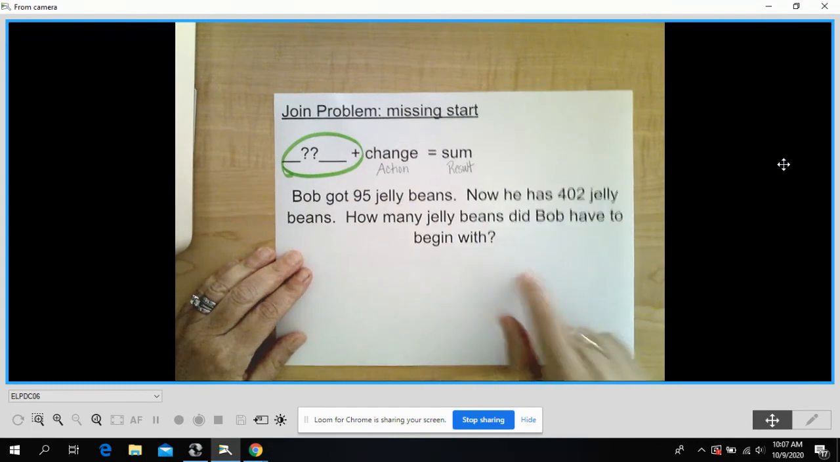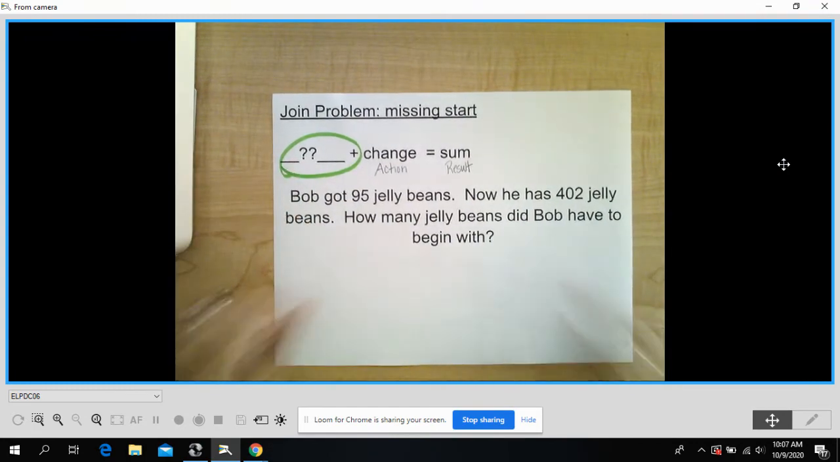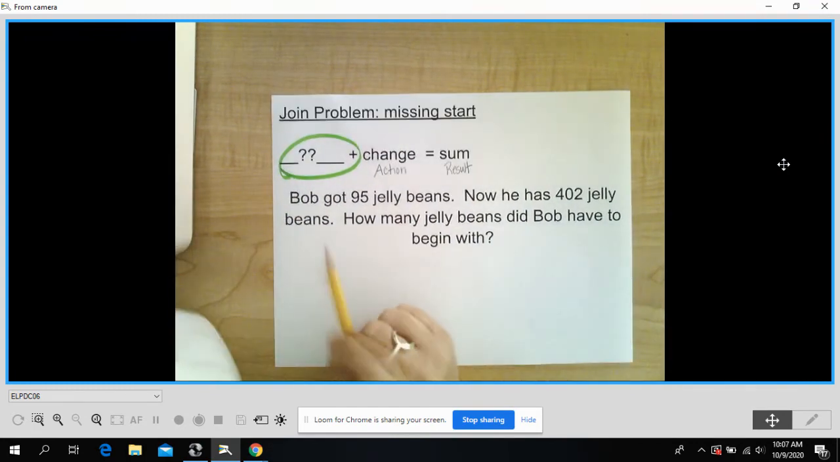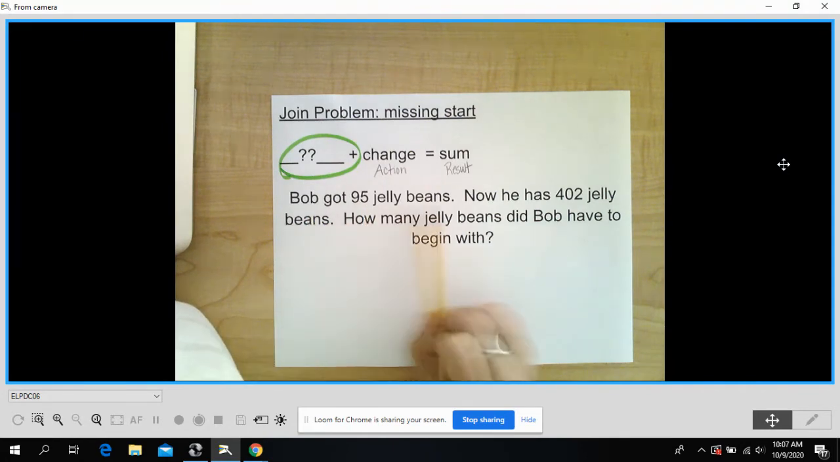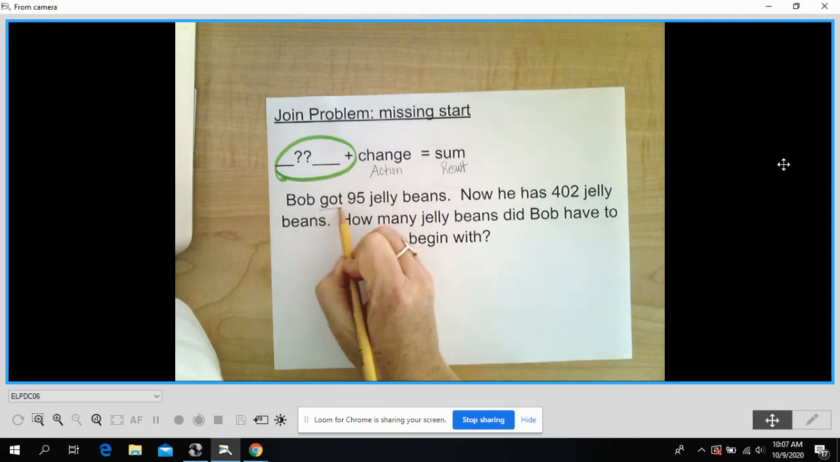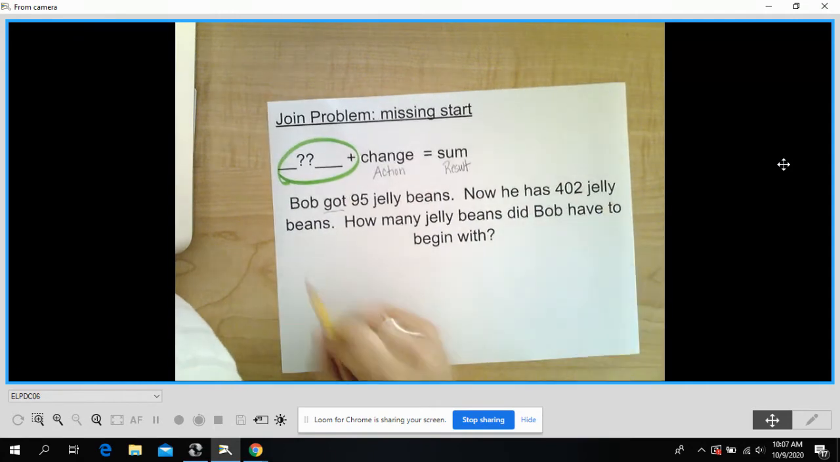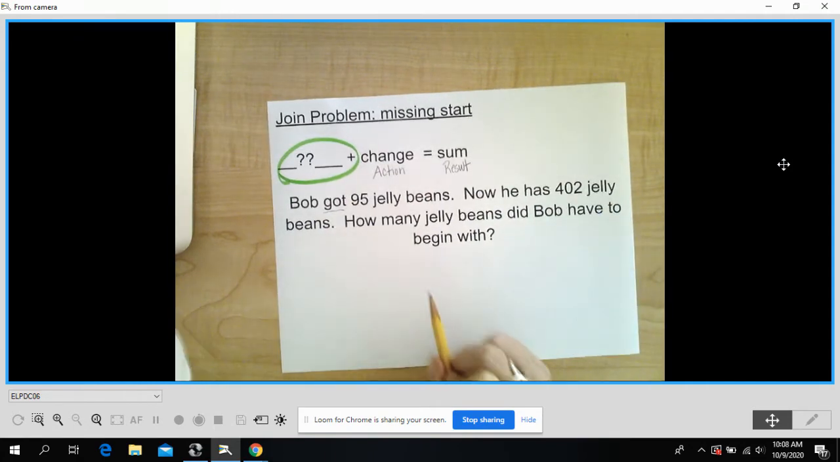But I have to find my starting number. Okay, so let's read together. Bob got 95 jelly beans, and now he has 402 jelly beans. How many jelly beans did Bob have to begin with?